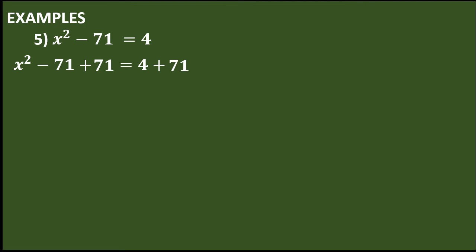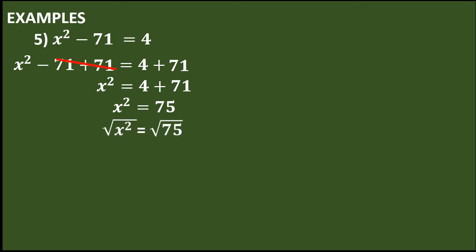After that, negative 71 plus positive 71 is equal to 0, so we can cancel that. And x squared is equal to 4 plus 71. And 4 plus 71, the sum rather, is 75. Using the square root property, square root both sides of the equation: square root of x squared equals square root of 75. We can cancel the radical sign and the exponent.